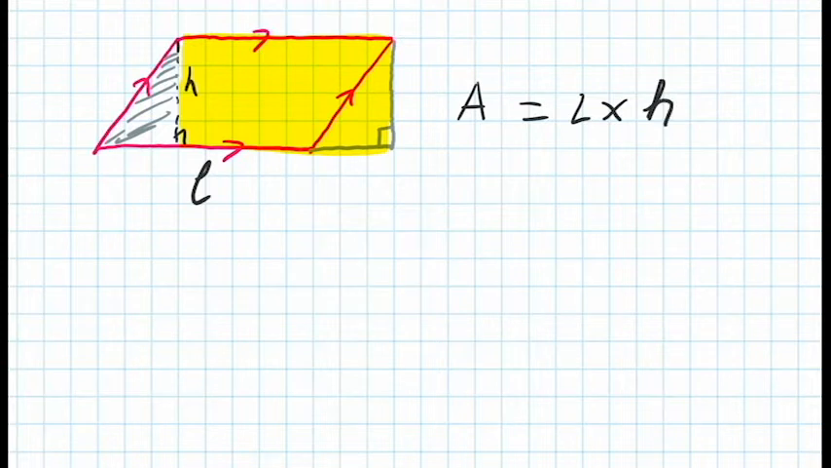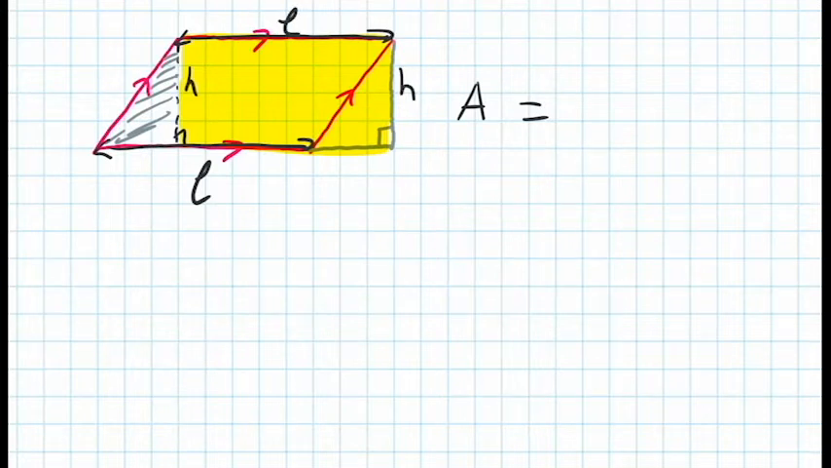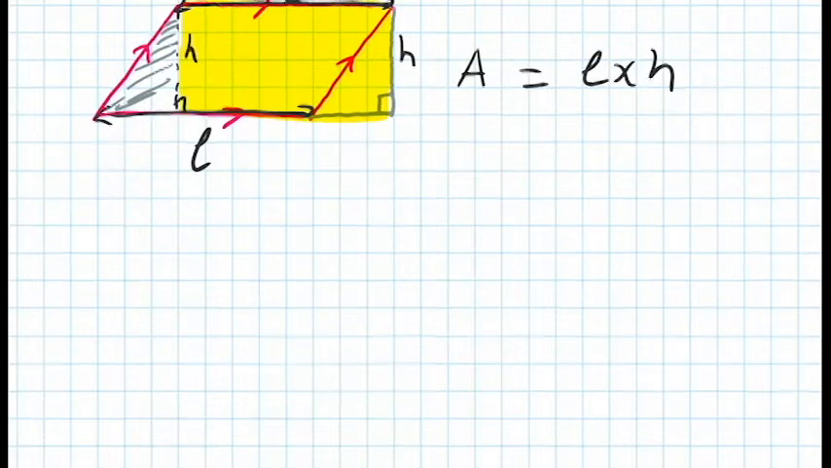L times height. I just rewrite it. So why is it L? Because this length here is L, and so is this, because opposite sides of a parallelogram are equal, so this is L as well, and this is the height. So the area is L times height. In other words, if you want to find the area of a parallelogram, all you do is identify the two perpendicular lines and just multiply them together.